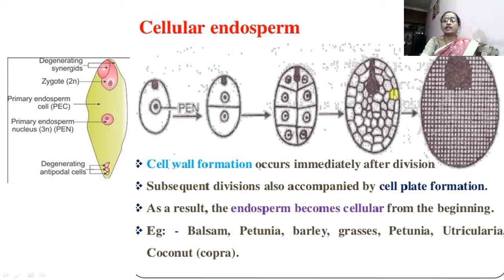The whole embryo sac is nuclear, and that's why it is called nuclear. All this embryo sac is cellular, and that's why such a type of endosperm is called cellular endosperm. Cell wall formation occurs immediately after division. Subsequent divisions are also accompanied by cell plate formation. As a result, the endosperm becomes cellular from the beginning. Examples: balsam, petunia, barley grass, and Utricularia are examples of cellular endosperm.